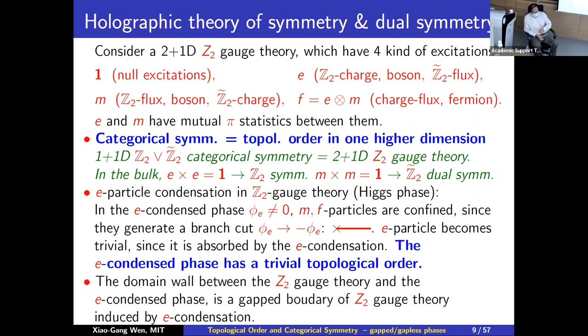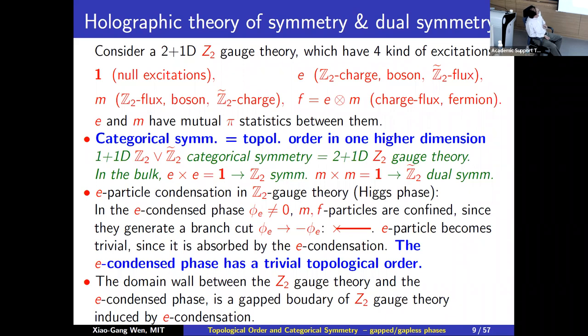It's very similar to the AdS/CFT picture where a global symmetry on the boundary becomes a gauge theory in the bulk. Here it's the same thing. If you have Z2 symmetry on the boundary, you have Z2 gauge theory in the bulk, and it works. When you have Z2 gauge theory in the bulk, which is a two plus one dimensional bulk, we have a trivial excitation that's nothing, a Z2 charge we call e, and a Z2 flux we call m. They are both bosons, and we also have a Z2 charge-flux bound state, which is a fermion.